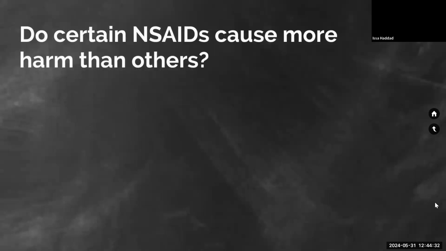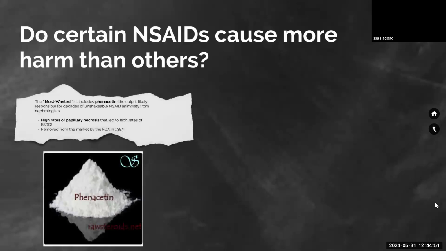On the GI tract, similar, is that the only advantage of COX-2? Yes, GI, because COX-2 is present in the GI. So for ulcers, basically. Now, do certain NSAIDs cause more harm than others?